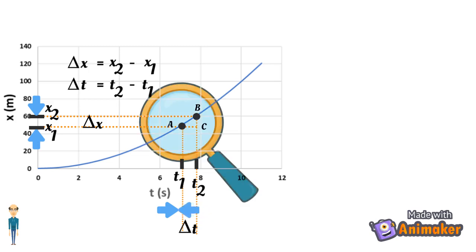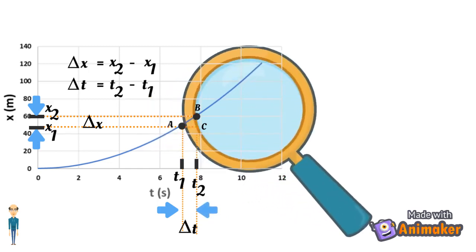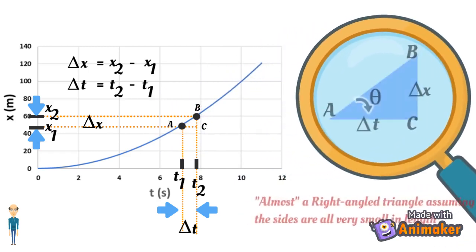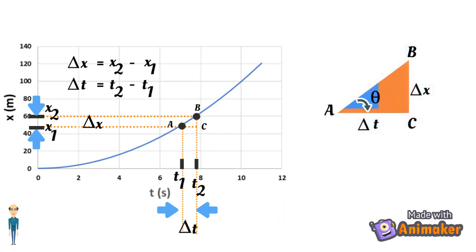If we zoom into this little triangle that gets formed between the 2 points on the curve corresponding to the 2 positions of the object, what we get is a right-angled triangle. The sides of the right-angled triangle would be delta x and delta t. As delta t gets closer and closer to 0, delta x will shrink in length and move left. The points A and B will tend to converge, and the hypotenuse will in fact become a tangent to the curve at the point A.